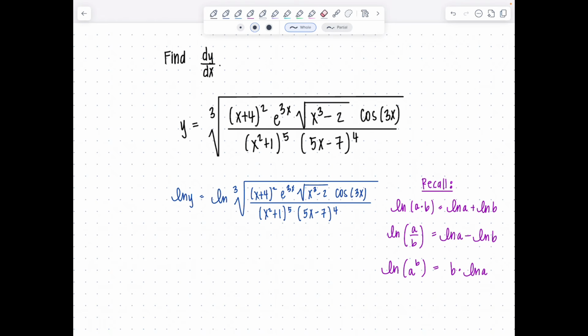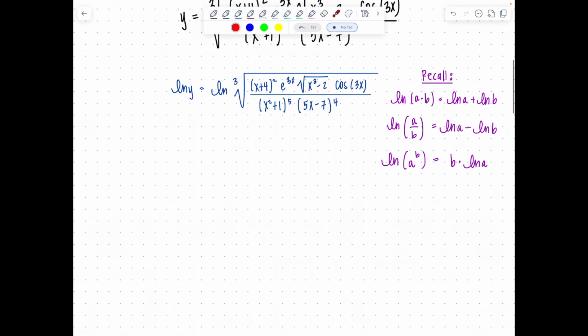Now that we've taken the natural log of both sides, what I'm going to do is use these properties to expand and rewrite the right-hand side. And that way, when it comes time to differentiate, it won't be such a hot mess express, and we won't have to do all these applications of chain rule, quotient rule, etc., okay? So I'm not doing any calculus yet. I'm just rewriting both sides.